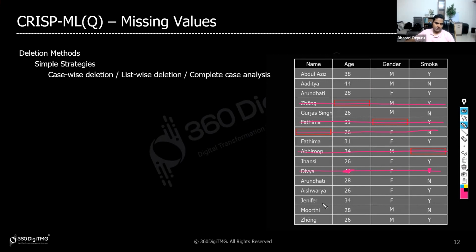This is called list-wise deletion or case-wise deletion. Row is also called a list or a case. Cases, samples, examples, instances, lists, observations all mean the same. Complete case analysis means only if a specific case is complete with all the values, only then would you take that. Only would you take the complete case, otherwise you would not.